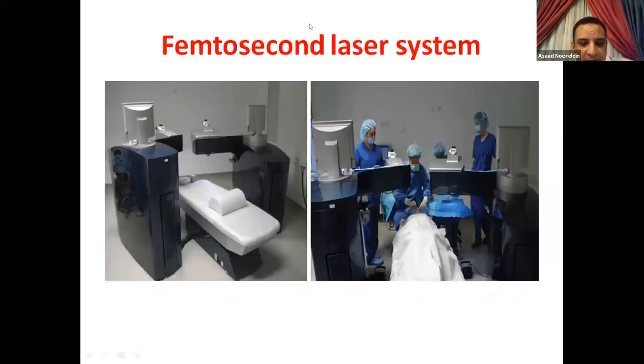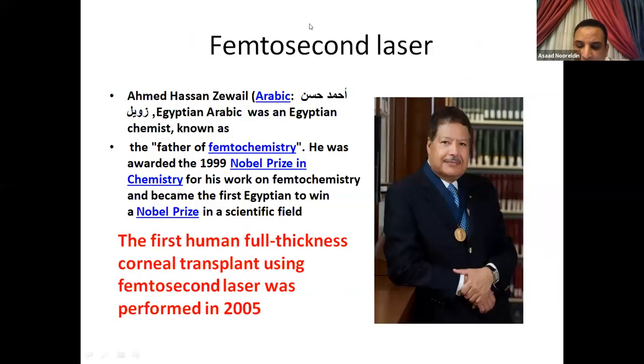Femto laser, this is the femto laser system. The femto laser was first described by Dr. Ahmed Zewail. He is an Egyptian Arab chemist, known as the father of femtochemistry. He was awarded the Nobel Prize in Chemistry in 1999 for his work in femtochemistry, and he became the first Egyptian to win the Nobel Prize in the scientific field.